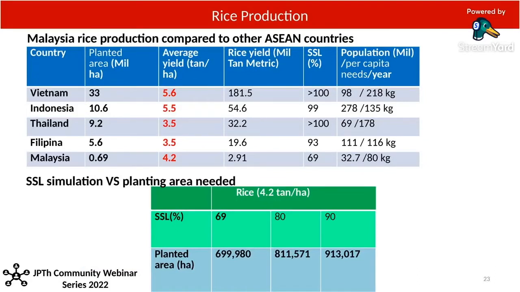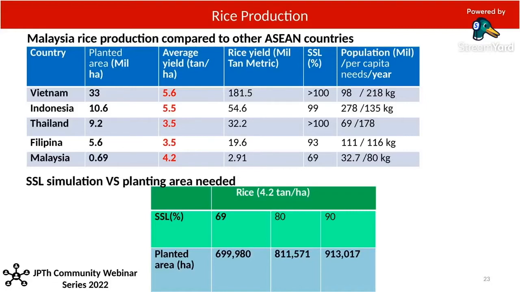Okay, this table shows Malaysia's rice production compared to other Asian countries. As you can see, Malaysia has an average rice yield of 4.2 tons per hectare. For the self-sufficiency level, SSL, we have a low level of about 69%. Compared to our neighboring countries, for example, Thailand has 100% self-sufficiency, Indonesia 99%, Philippines 90%, and Vietnam also 100% SSL. That's why they can export their rice, and we are one of the importer countries of rice from these countries.